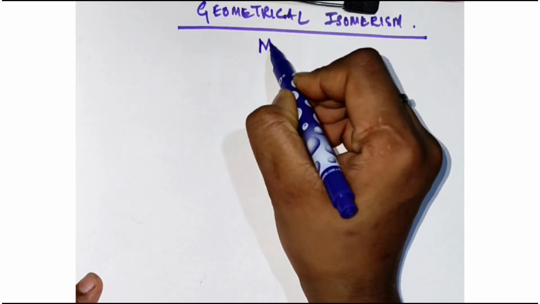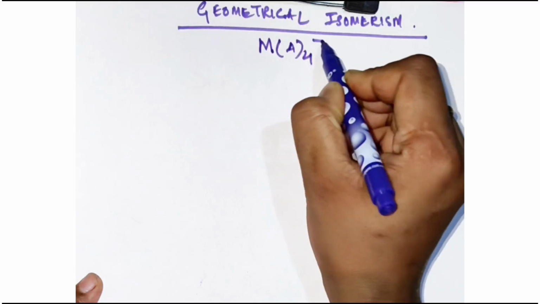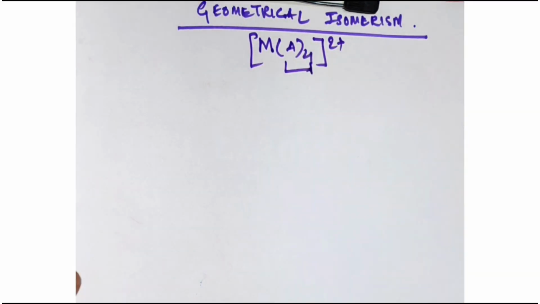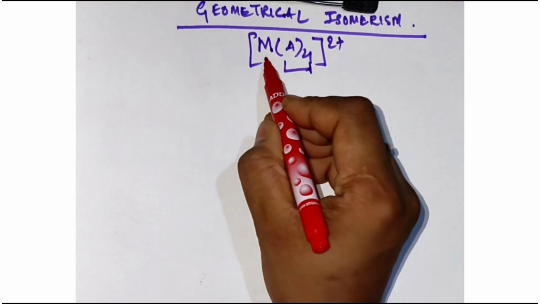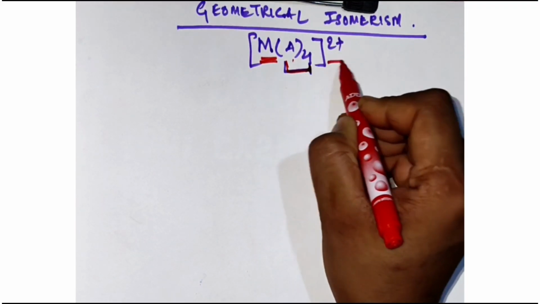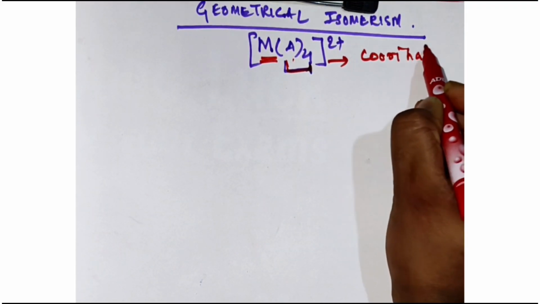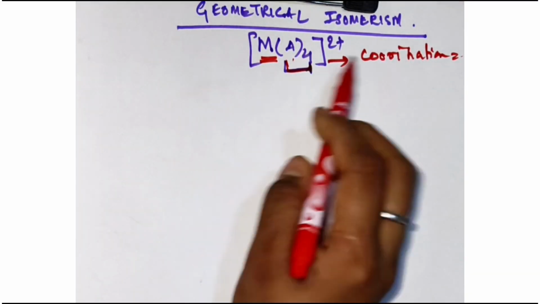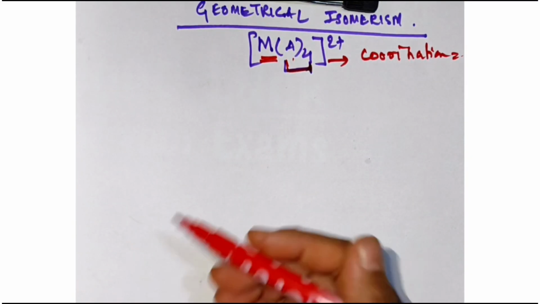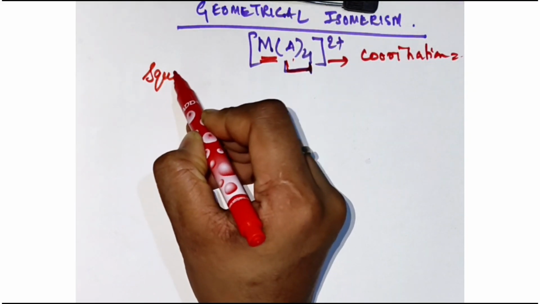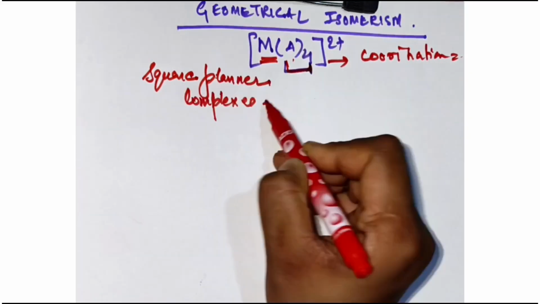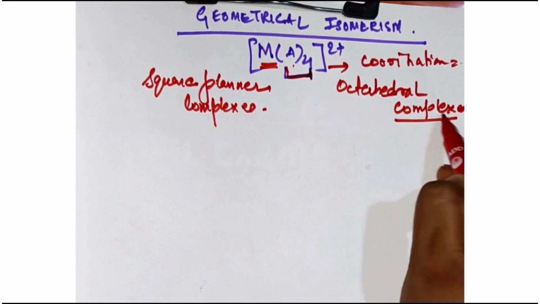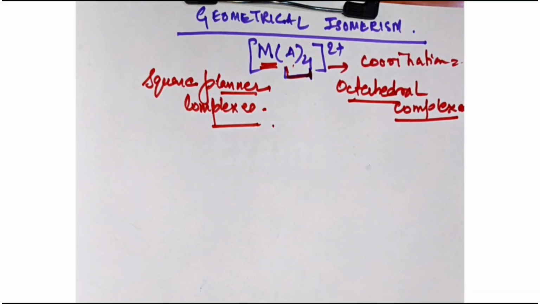What is coordination number? Coordination number is the number of ligands the metal atom is attached to. So metal atom attached to how many ligands? That is called your coordination number. So coordination number here it is 4. For anything undergoing geometrical isomerism, the coordination number should be at least 4, or more than 4, that is square planar complexes and octahedral complexes. Only they will form geometrical isomerism.